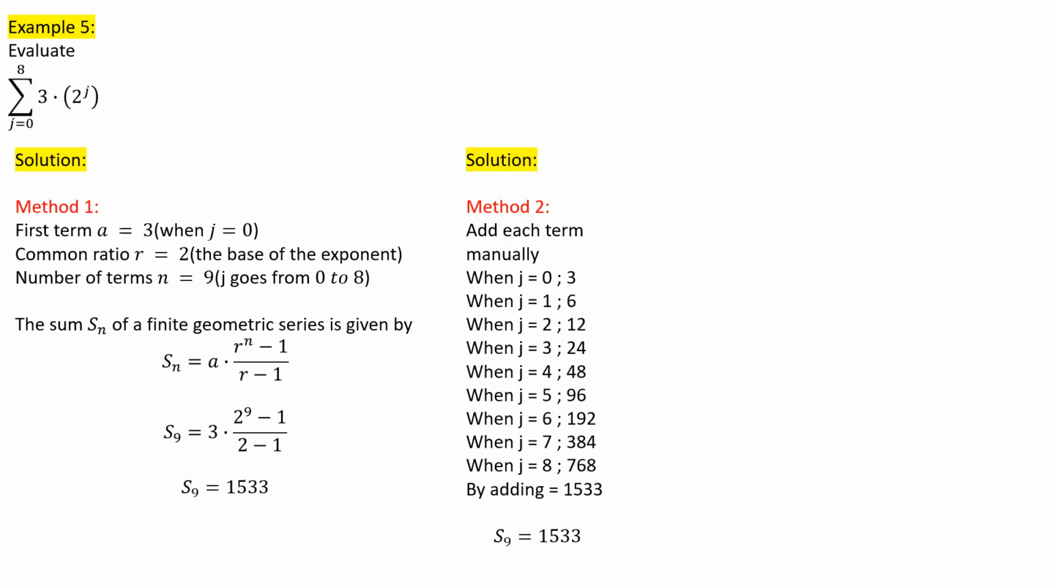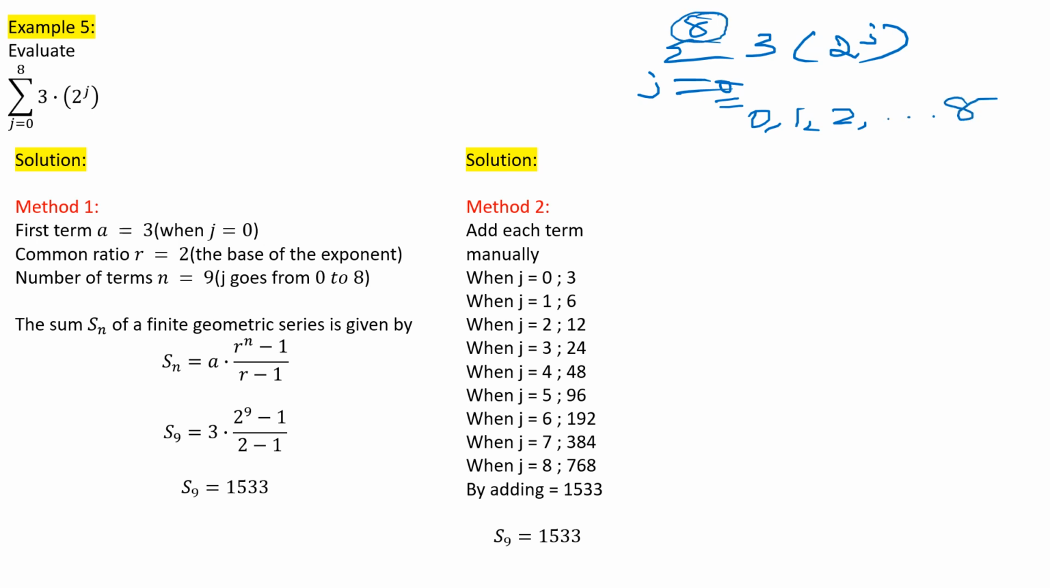Next one, summation of sigma j equal to 0 to 8, 3 times 2 to the power j. So what is this meaning? Summation means we have to start from j equal to 0, then replace j by 1, j by 2, etc. up to 8. Sigma means we have to add every term.